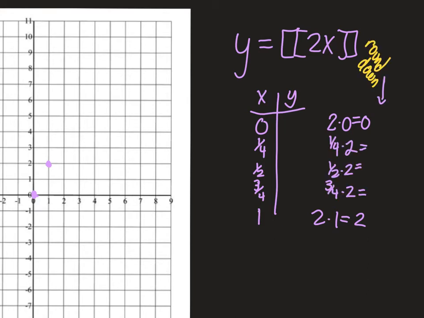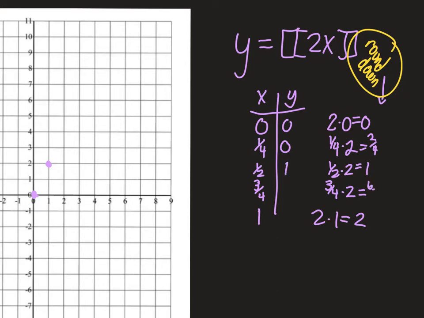All right, so don't forget, whatever answer I get, I'm supposed to round down. If I get a fractional answer, I round down to the next closest whole number. So 1/4 times 2 is 2/4, which is a half, but that rounds down to 0. 1/2 times 2, well, that's a whole number 1.